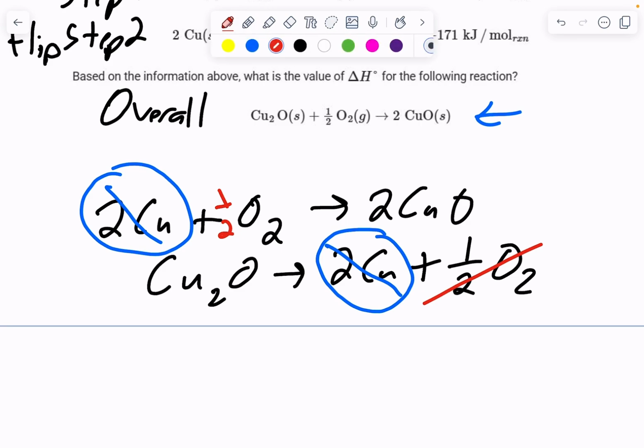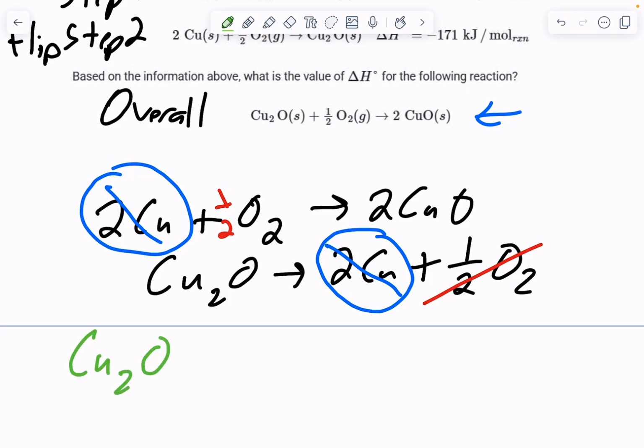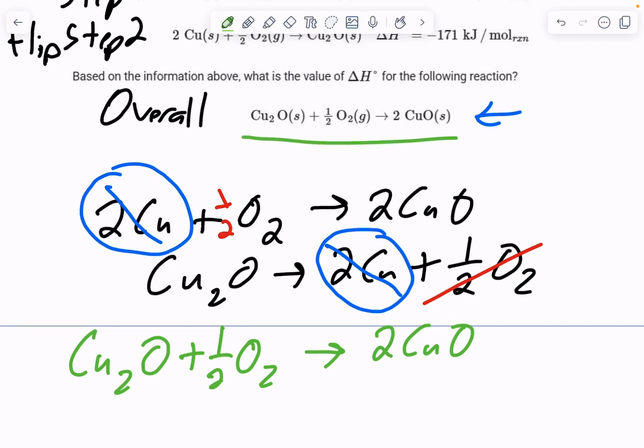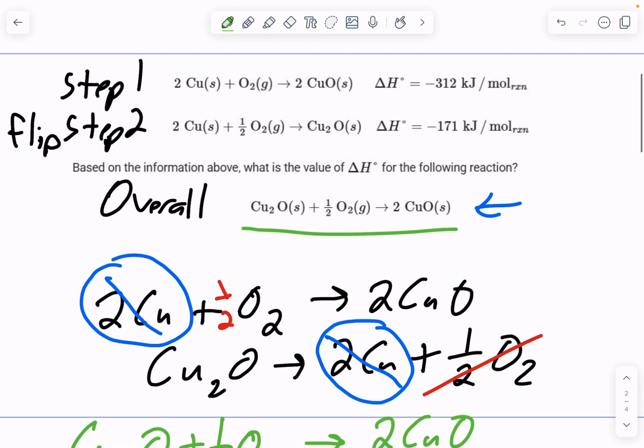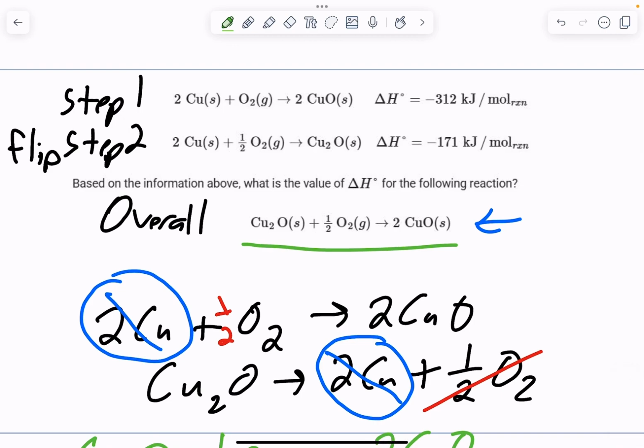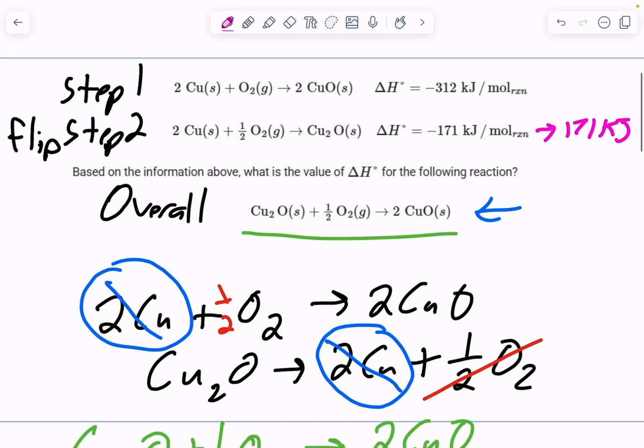So I bring all this down to my overall. I'm left with Cu2O plus 1/2 oxygen goes to make 2CuO, which is exactly what I wanted in my overall reaction. So the only change I needed to do was flip step 2. If I flip step 2, it goes from negative 171 kilojoules per mole to 171 kilojoules per mole. So then all I've got to do is add these two up.